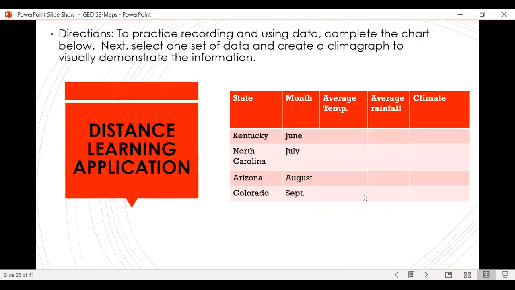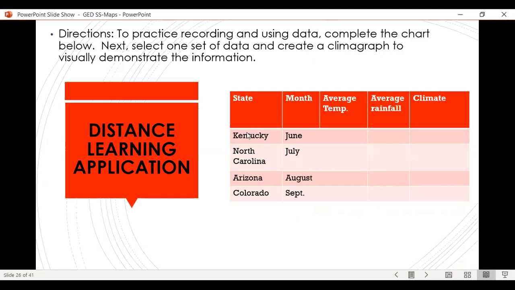Okay, so I wanted to make sure you saw that because your homework, or your distance learning that you will complete and hand in to your instructor, will be to complete this chart. Practice recording and using data.